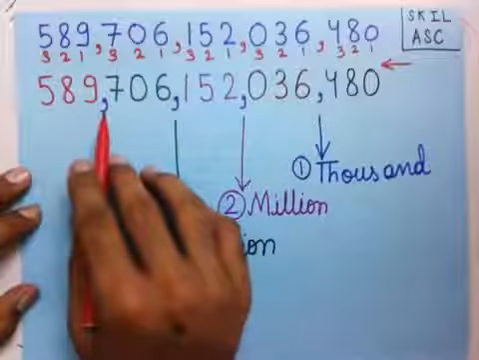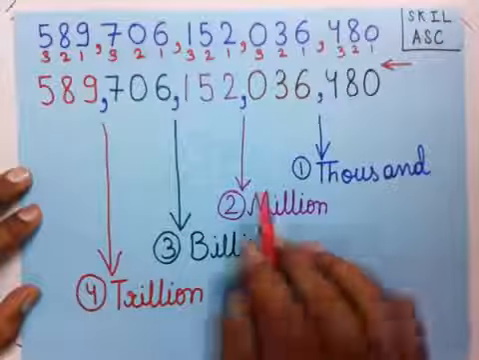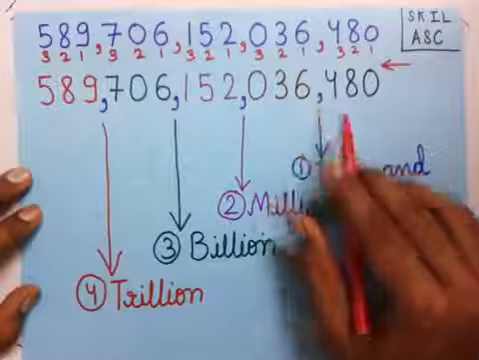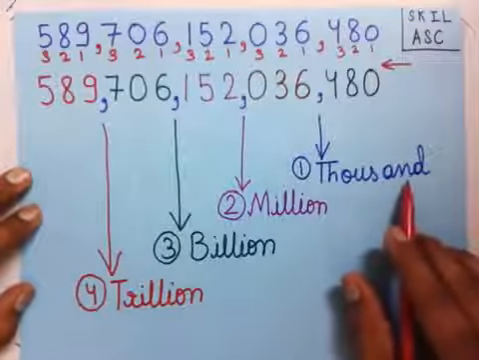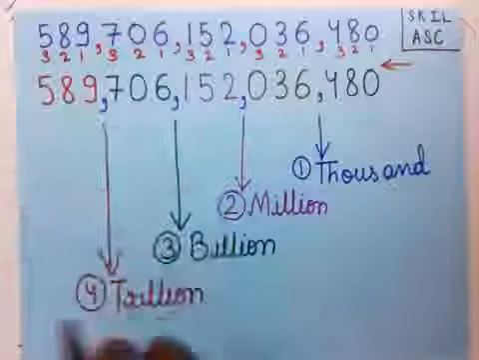So when you reach this comma, you will read trillion. When you reach this comma, you will read billion. When you reach this comma, you will read million. And when you reach this comma, you will read thousand. So now we start reading this number.